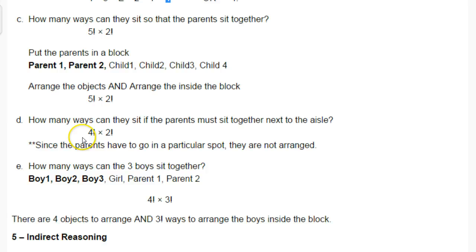And then finally, what happens if the parents must sit together next to an aisle? Well, you fix the parents, but the parents still haven't been told in which seat to sit. So in this case, you've got 4 possibilities, because the parents aren't part of the possible movement of the children. 4 factorial times 2 factorial.